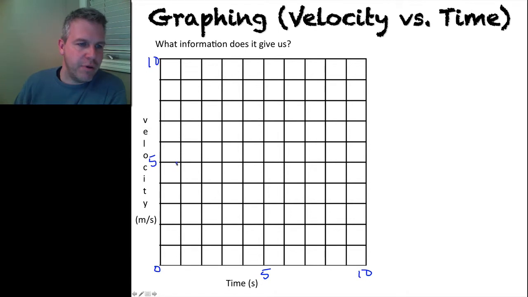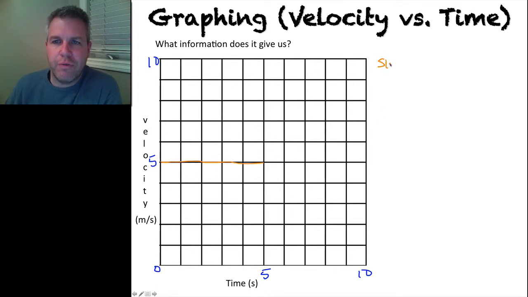If I put a line on this, I'll make this orange. In our last one, we only had flat lines. So if we have a line that looks like this, what does it tell us? Well, if we look at the slope of that line, the slope obviously equals 0. What information does that tell us? This object is going 5 meters per second for 5 seconds, and it doesn't change its velocity. So it's not speeding up and it's not slowing down. Its slope is 0. So what does the slope of a velocity versus time graph give us? Acceleration.